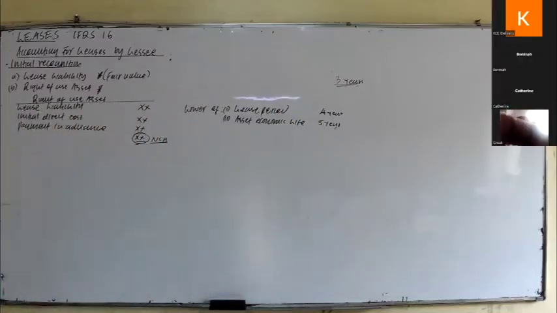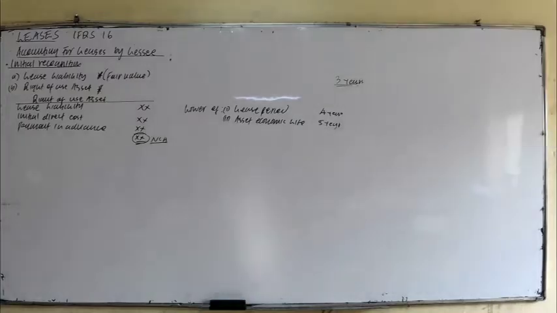Then write another paragraph. The right of use asset is normally measured subsequently at cost, less accumulated depreciation and impairment losses, in accordance with the cost model of IAS 16, in bracket PPE.